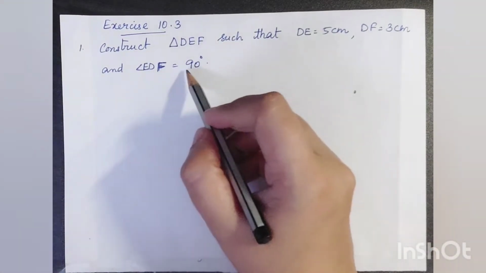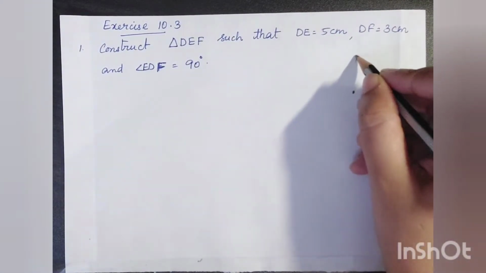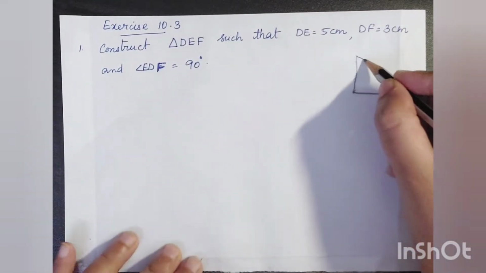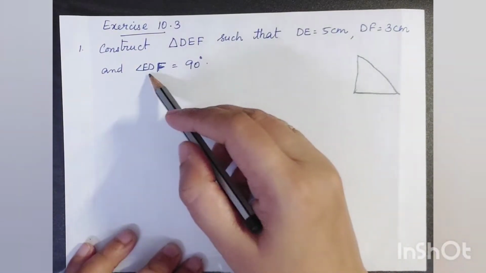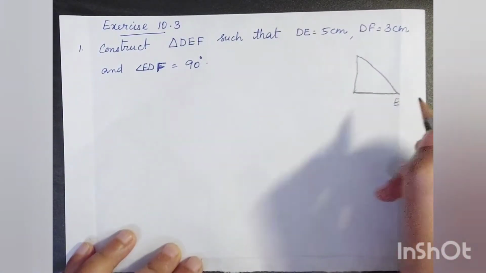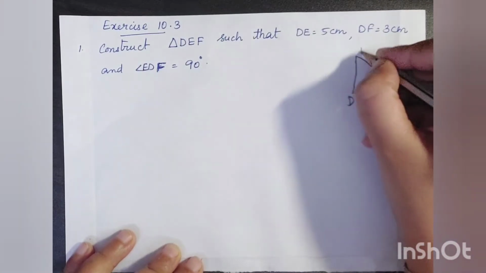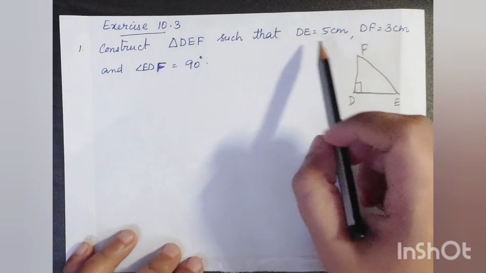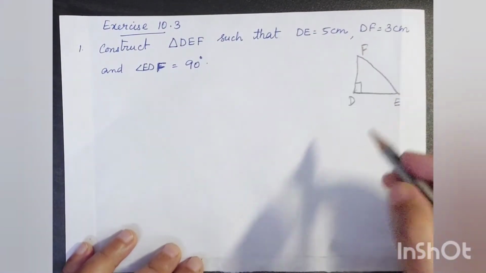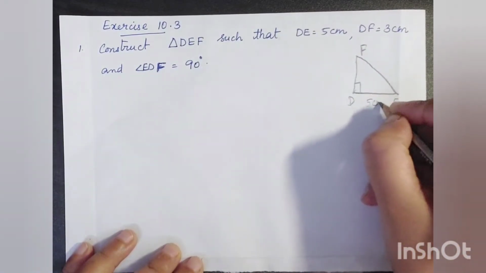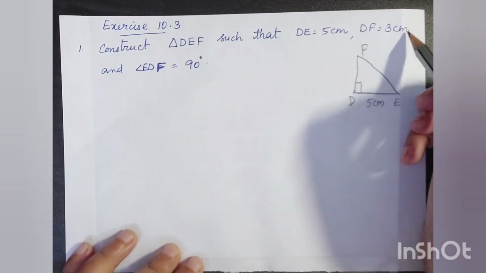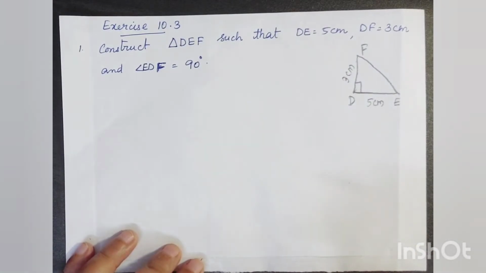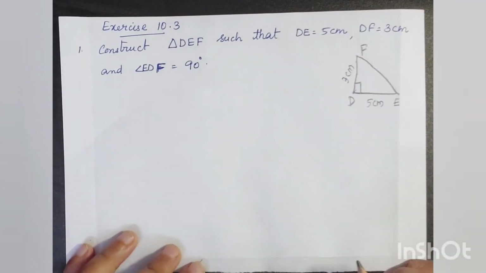So one angle of the triangle is 90 degree, right? So let this angle be 90 degree. Okay, what is this angle? EDF. This angle is 90 degree. Okay, what other data they have given? DE is equal to 5 centimeter. DF is equal to 3 centimeter. Okay, so we have to construct this triangle.